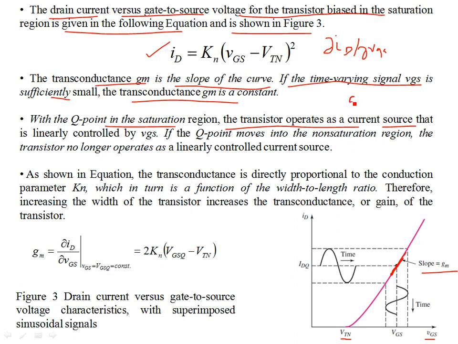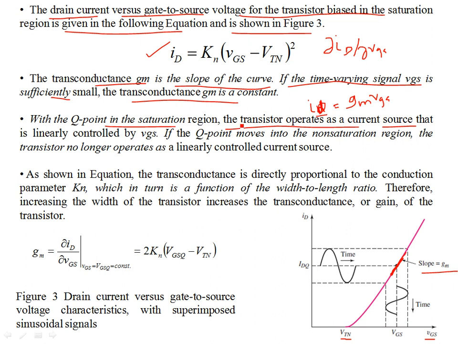So the input, because GM is the transconductance gain, is VGS, and the output is the current, right? So the transistor becomes a current source. The output is the AC current. I should write it like this. Sorry, this is not the instantaneous, but the subscript is small d. Okay.